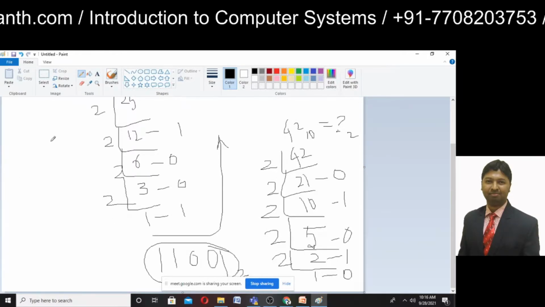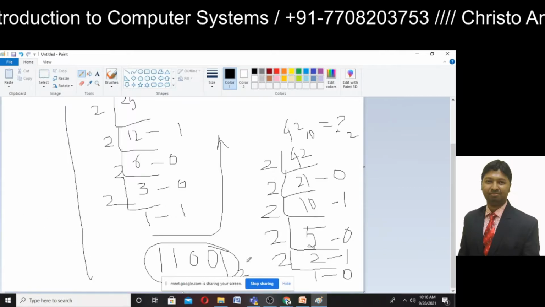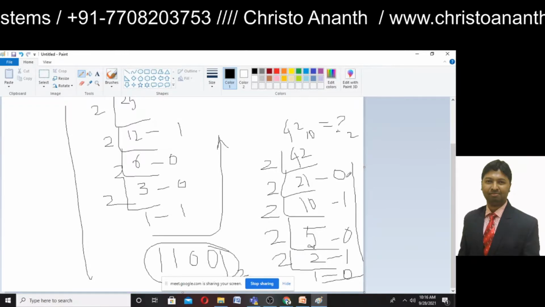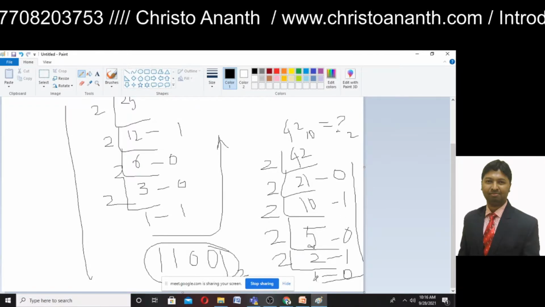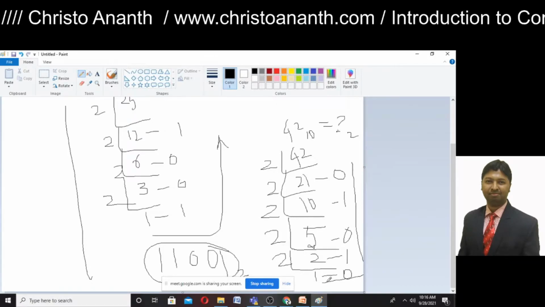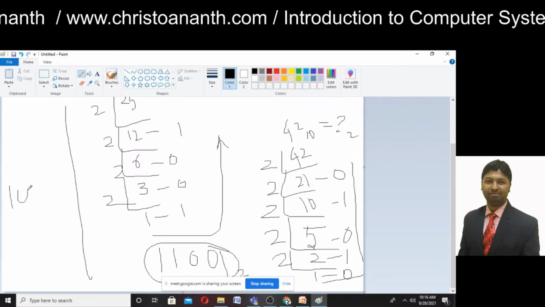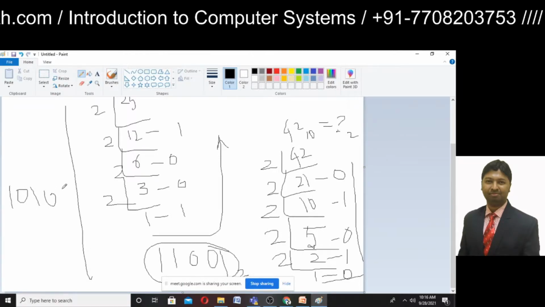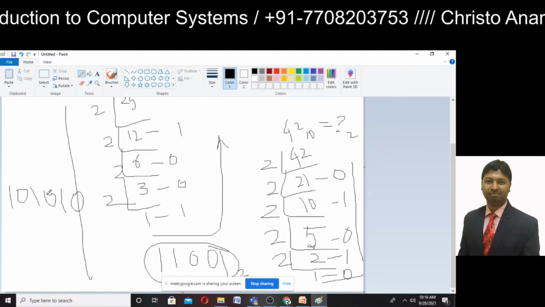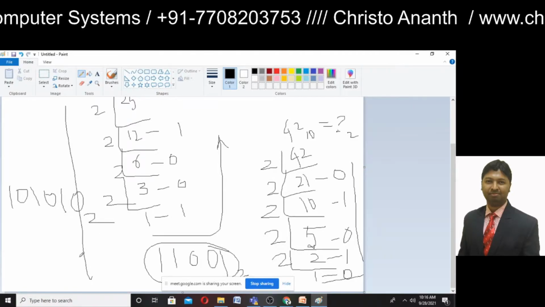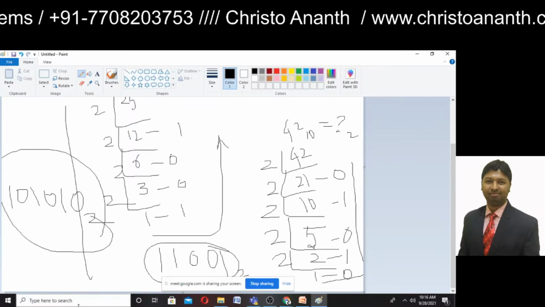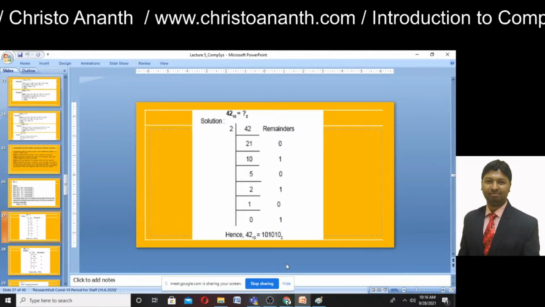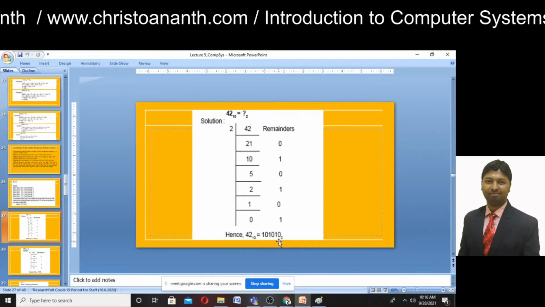Remainder 0. So what's the answer? You shouldn't start from here; you should start from the last remainder. So the answer is 1 0 1 0 1 0 to the base 2.